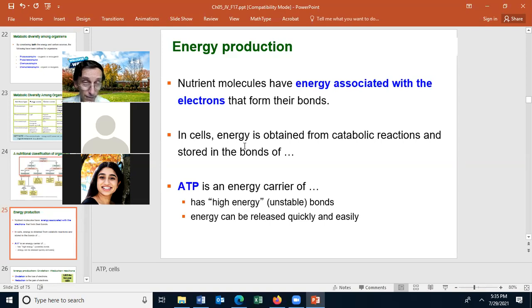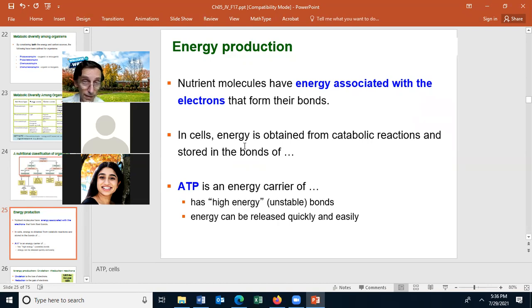The only two reactions that our cells can engage in catabolism, breaking the molecule and then making ATP, are aerobic respiration and fermentation. Now, in green plants, they have a few other reactions where they can actually make ATP, because they're more efficient at making ATP than we are. But in our cells, we can only do that in two chemical reactions. That's aerobic respiration and fermentation.